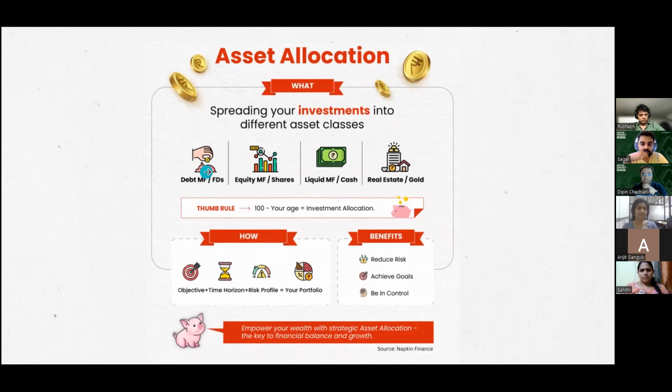So asset allocation is nothing but your debt mutual funds, equity mutual funds, liquid, real estate. You can avoid this thumb rule as of now. But how do you do asset allocation? By keeping time horizon and risk profile in mind, and the benefits of it are reducing risk, achieving your financial goals, and being in control of your financial wealth.